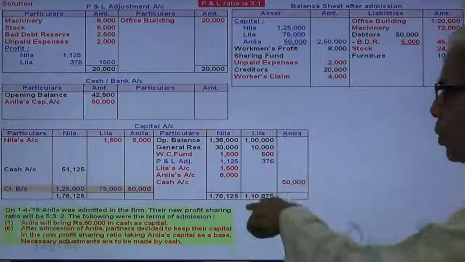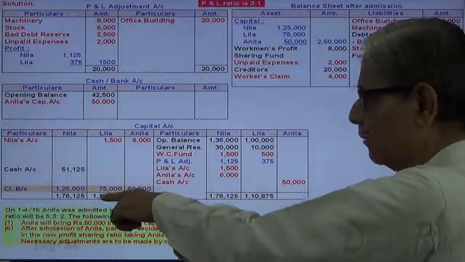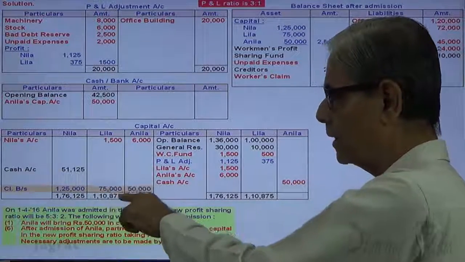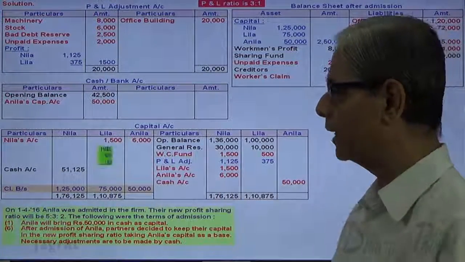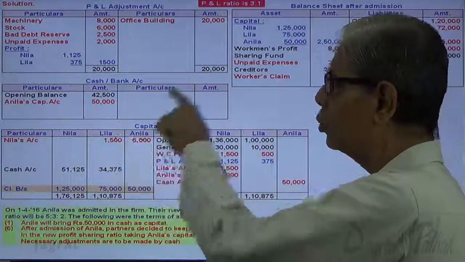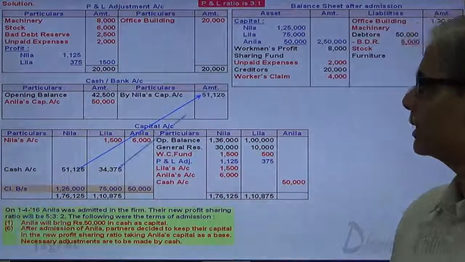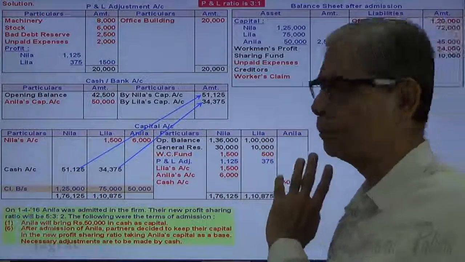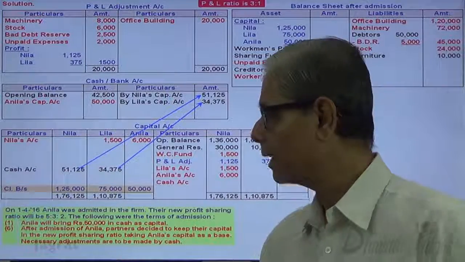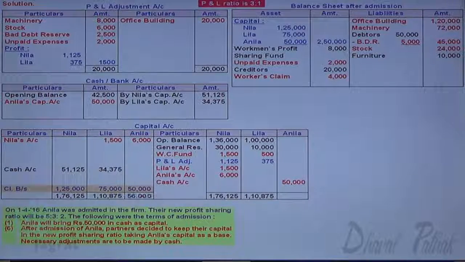Similarly, total of Leela's capital is 1,10,875. I will write 1,10,875. From this, I will deduct 75,000 and I will also deduct 1,500. And this is the amount that will be given back to Leela. So Leela's capital account debit to cash account. So cash account is credited for the payment made to these partners, wherein they maintain the capital at the level of 1,25,000 and 75,000. Here total in case of Anila's debit side is 56,000.